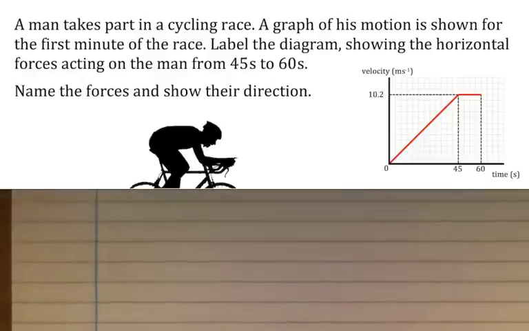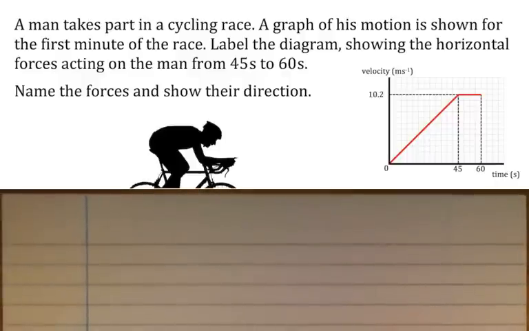The question says, a man takes part in a cycling race. A graph of his motion is shown for the first minute of the race. Label the diagram showing the horizontal forces acting on the man from 45 seconds to 60 seconds. Now of course why I'm asking this question is just a lead in to talk about Newton's laws. We'll talk about Newton's first 2 laws, and I have a question later about rockets, so we'll maybe mention Newton's third law.